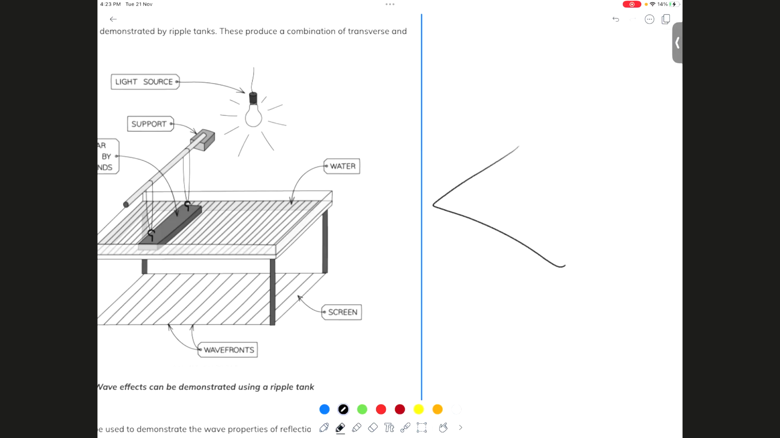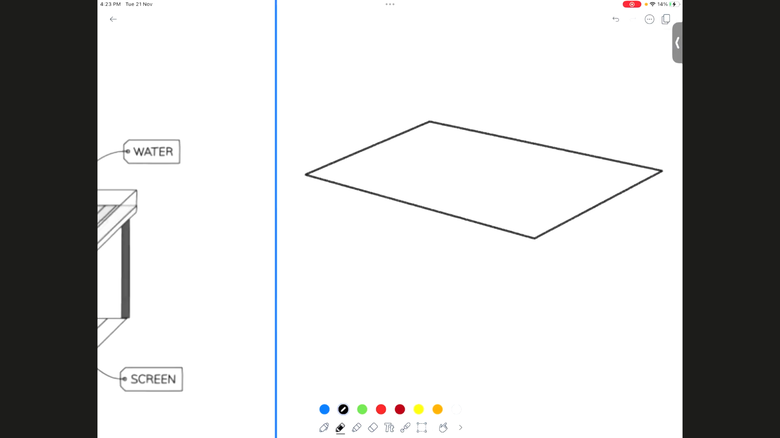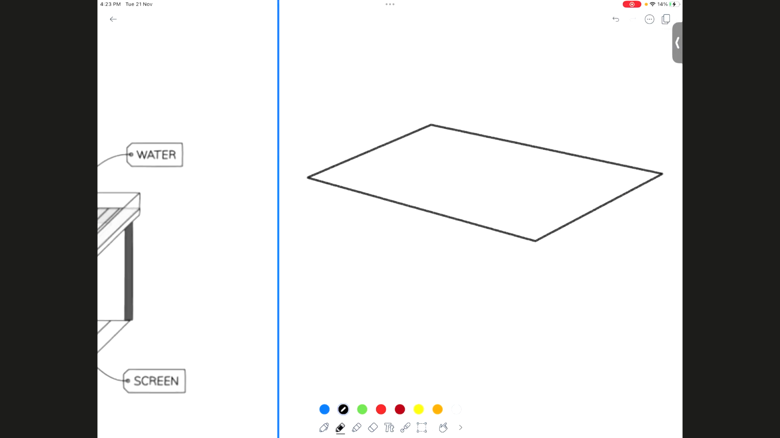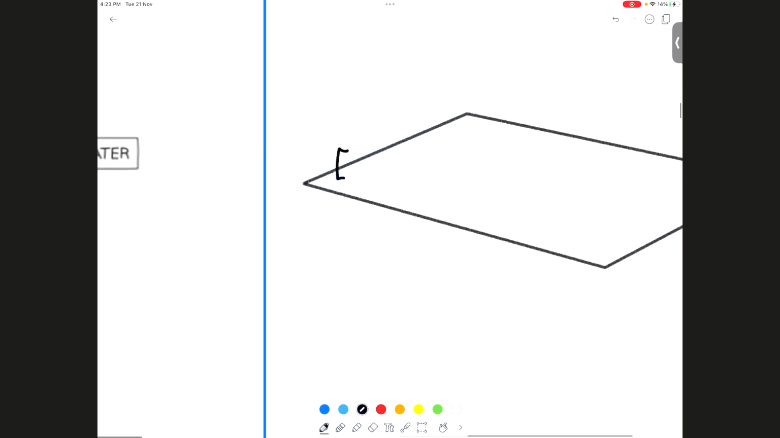Is it mandatory that we learn the ripple tank? Not necessarily, but it's something that they ask you. So I'll explain what I mean by that. So let's say you have a ripple tank here. And if you guys remember, the ripple tank design is that there's water on this tray. And there used to be something, and you'll be helping me out with this.